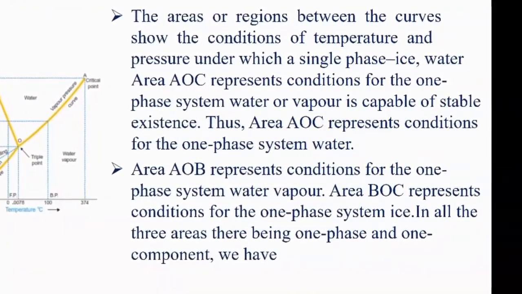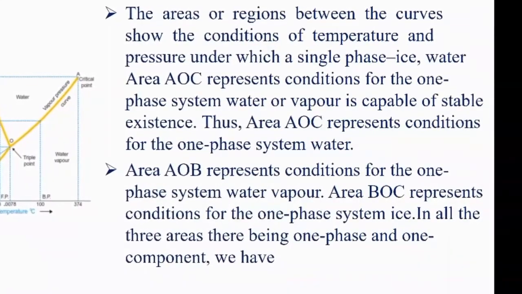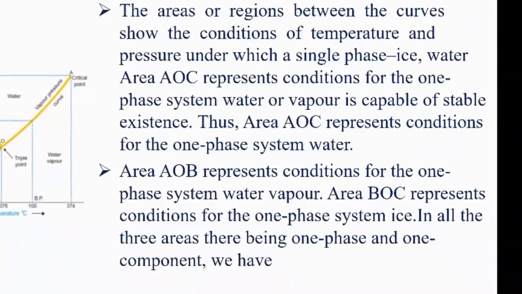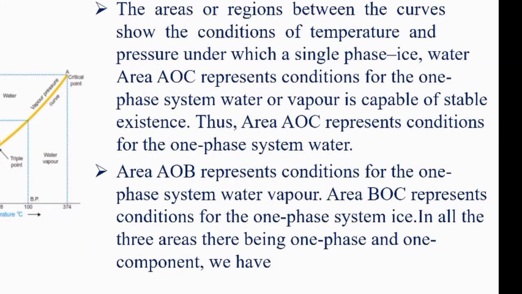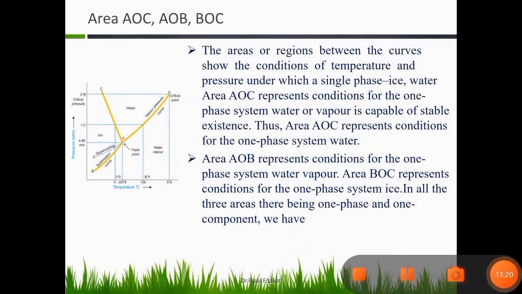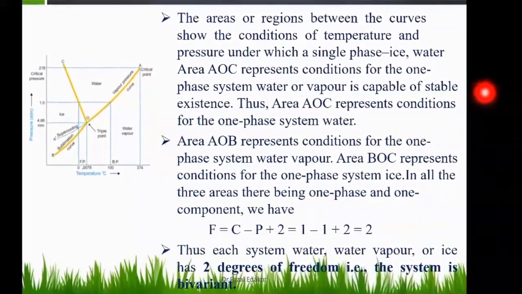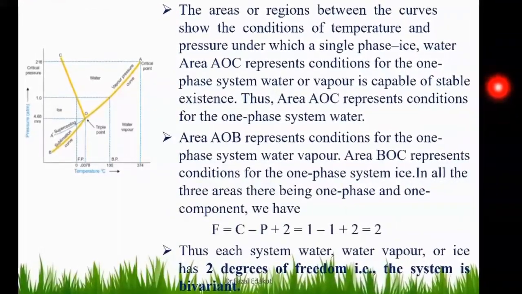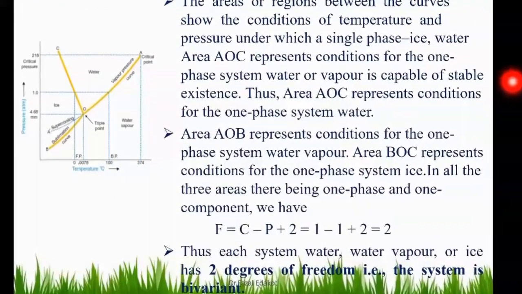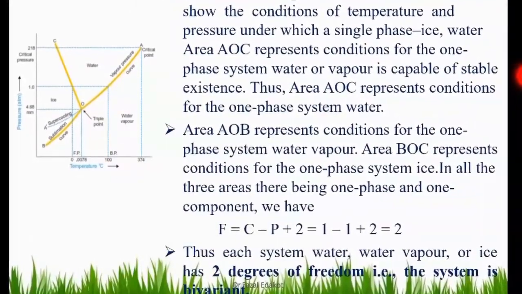This area AOC represents the conditions for the one phase system of water. Area AOB represents the conditions for the one phase system water vapor. Area BOC represents the conditions for the one phase system ice. In all the three areas, there being one phase and one component, we have F is equal to 2. Thus each system, water, water vapor and ice, has 2 degrees of freedom.